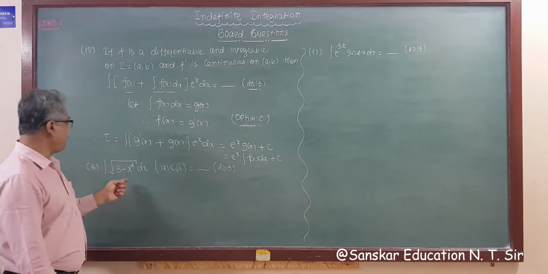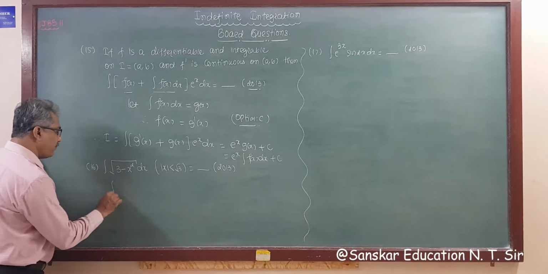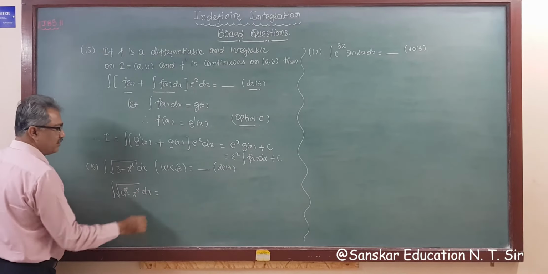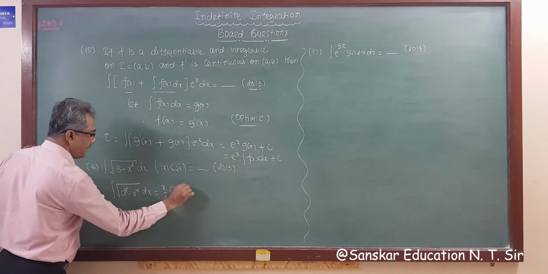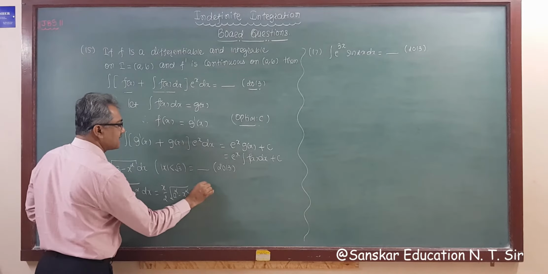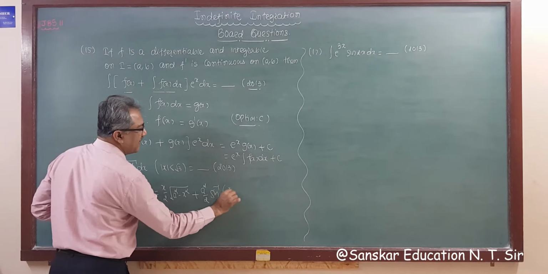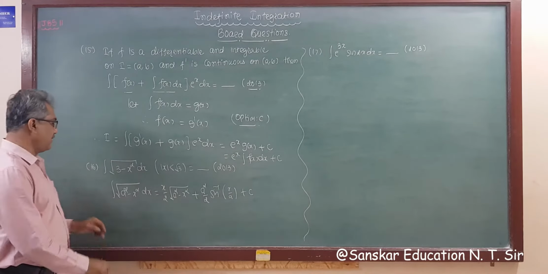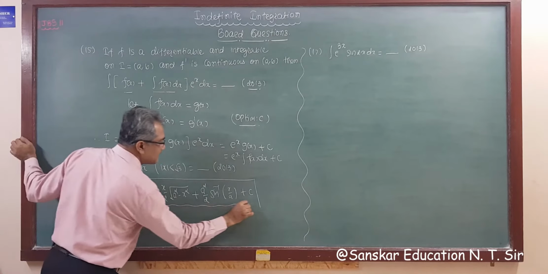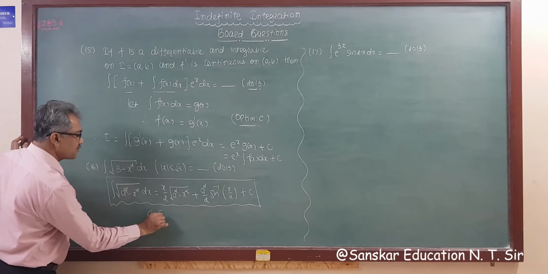So nice question. Now this is under root a squared minus x squared, where a is root 3. So you have the formula: integral of √(a² − x²) dx is equal to (x/2)√(a² − x²) plus (a²/2) sin⁻¹(x/a) plus c. This is the answer for this kind of formula. So now applying this formula, a is root 3, so substitute root 3 here.